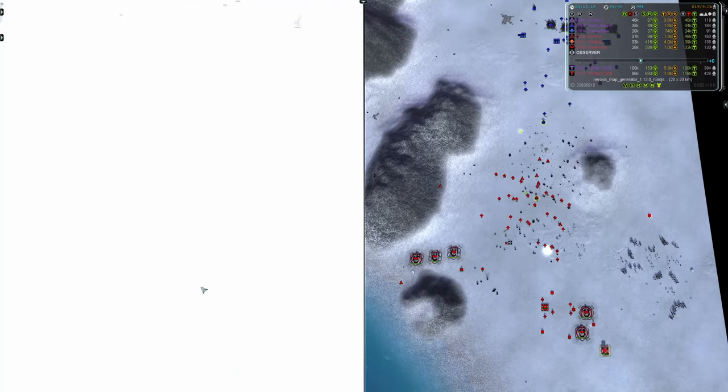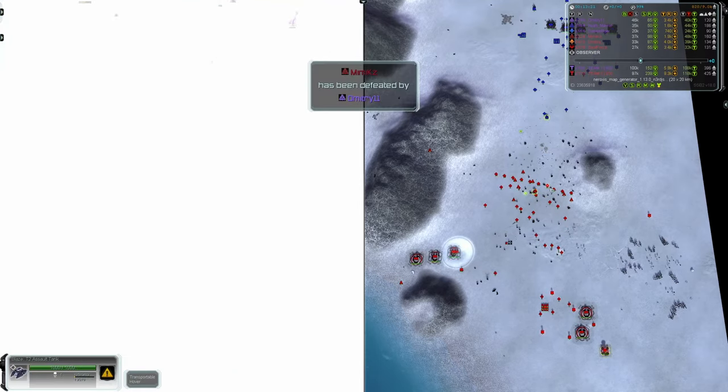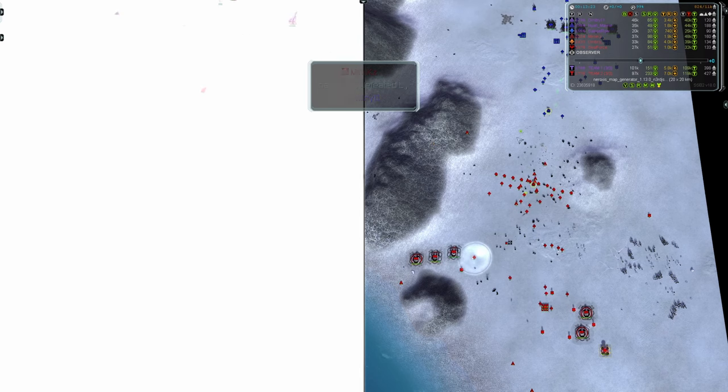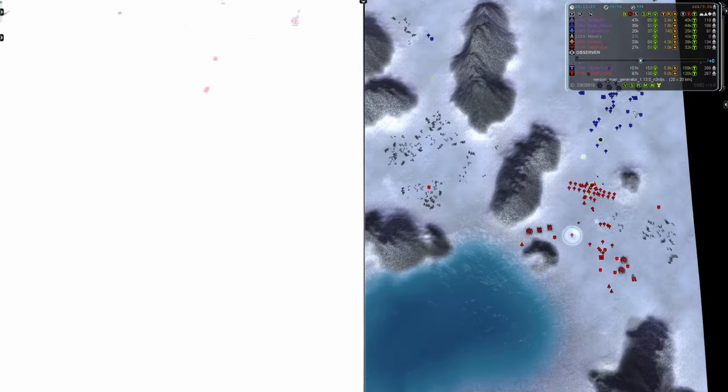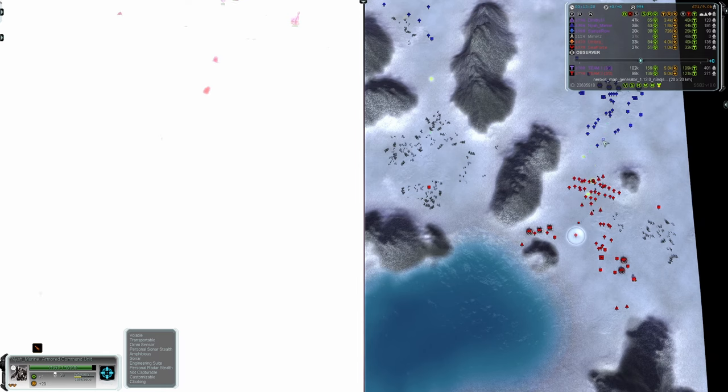Boom! Down goes MimiKz. And on this side, Seer has held his position, and Nyar, with not much left, is falling back.